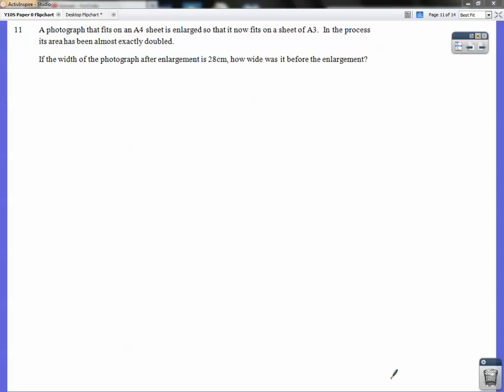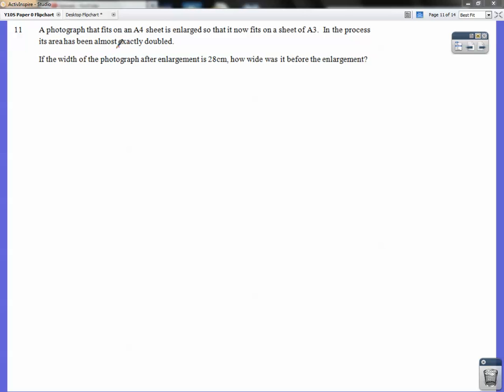A sheet of A3 will have double the area of a sheet of A4 paper, because if you put two sheets of A4 paper side by side, you basically get the same size as an A3 sheet, same dimensions. But this question doesn't require you to know that, because it actually tells you. It tells you that if you've got a photograph that fits on a sheet of A4, when you've enlarged it, it will now fit on a sheet of A3, and the area has been almost exactly doubled.